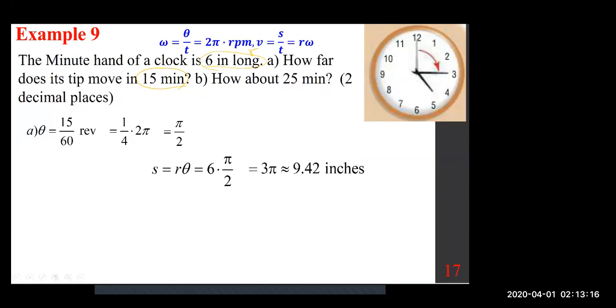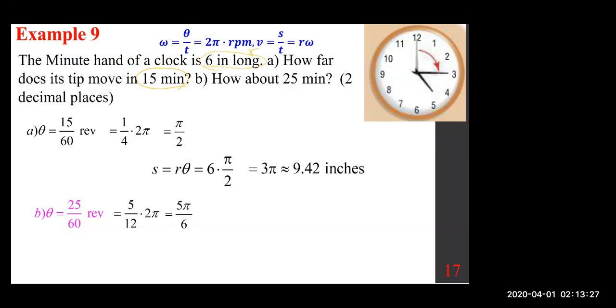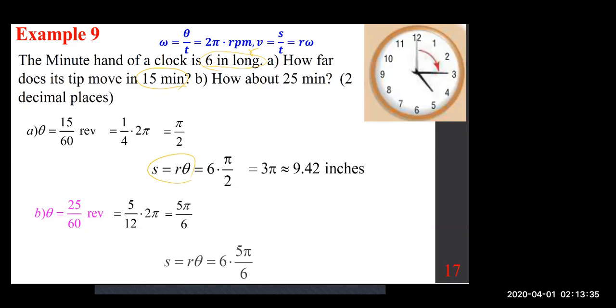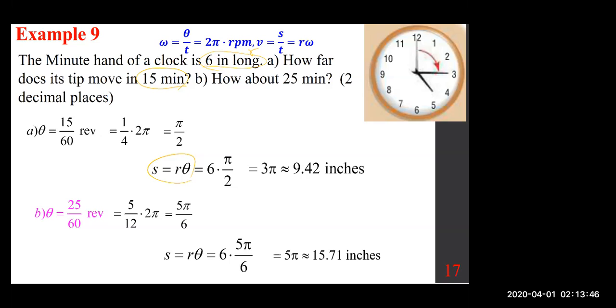So we need to calculate the theta. In this case, it's 25/60 times the revolution. A revolution means 2 pi, and that is the result, 5 pi/6. S equals R theta is used again, and it's 5 pi, precisely, roughly 15.71. The units will be the units of the radius. Okay, the units of the radius, everybody.